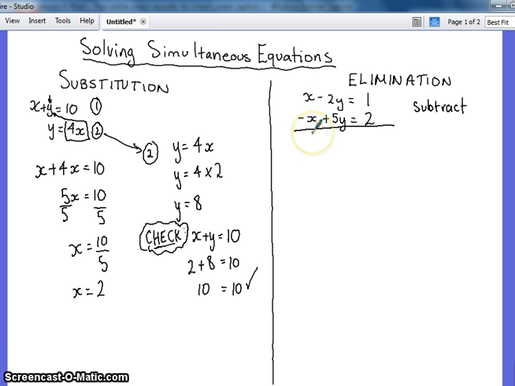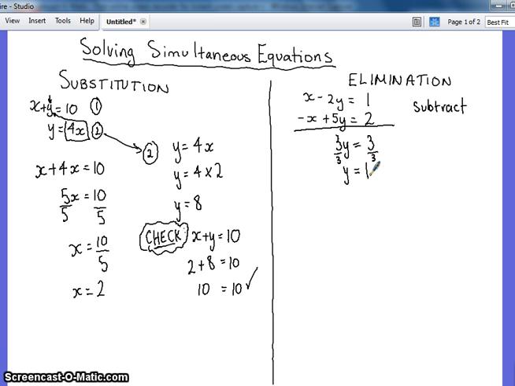X take x? Nothing. So you've got rid of the x's. What that leaves you with is negative 2y plus 5y gives you what? 3y. And 2 plus 1 is... y equals, we'd have to divide both sides by 3, Jaden, yeah? Divide that by 3, divide that by 3. We reckon that y equals 1. We believe y equals 1.